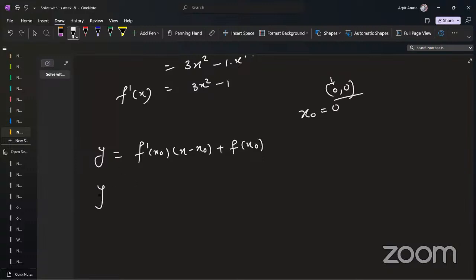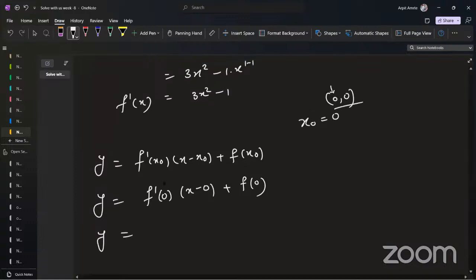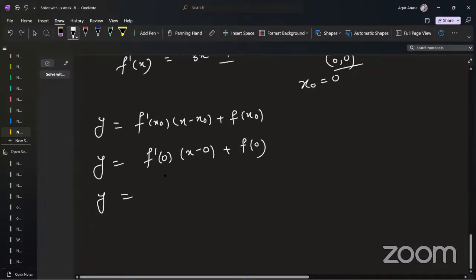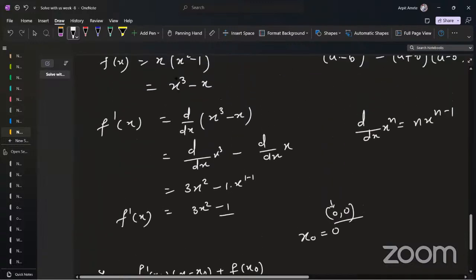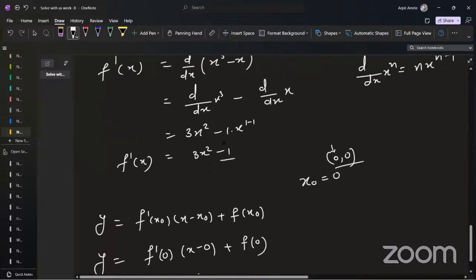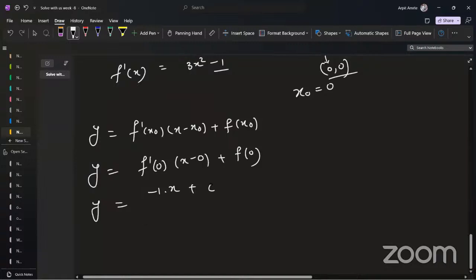Now put the value here. What will it be? f prime of 0, then x minus 0, plus f of 0. What is f prime of 0? Minus 1 only. If you put 0 here, it will be minus 1 into x. What is your f of 0? If you put 0 here, it will become 0, right? So y is equal to minus x. This will become your tangent line.